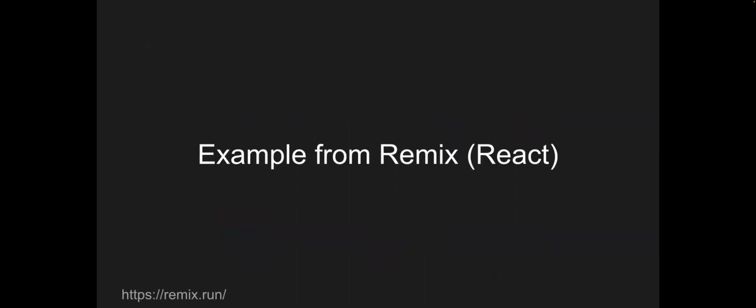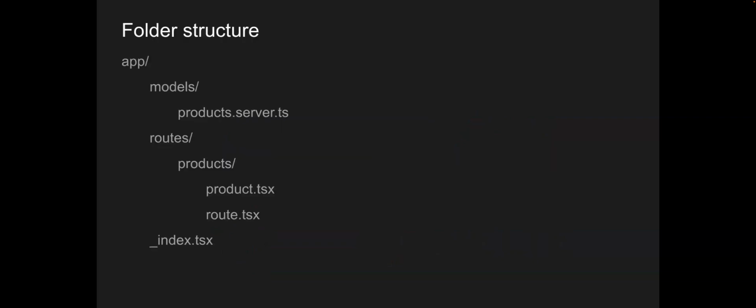And so we're going to look at a simple example from a Remix application, Remix being a meta framework for React. This is something really trivial that I threw together. So let's look at this folder structure real quick. This is a Remix application. We have an app folder. Inside the app folder, there's a models folder, a routes folder, and an _index.ts file.